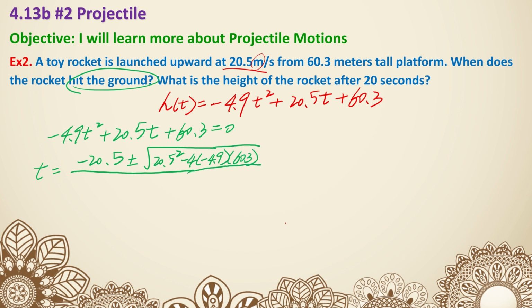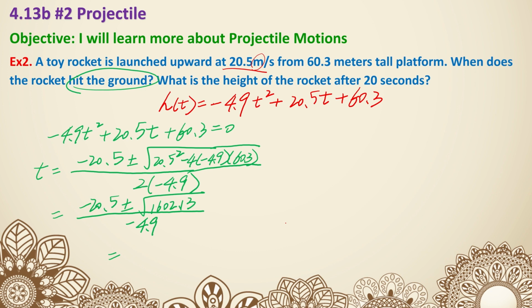So I'm putting all of them inside parentheses. All over 2a, my a is negative 4.9. So that's going to give us negative 25.5 plus minus, inside the square root, 20.5 squared plus 4 times 4.9 times 60.3, that's 1602.13, all over negative 4.9. So you're going to have two different answers.